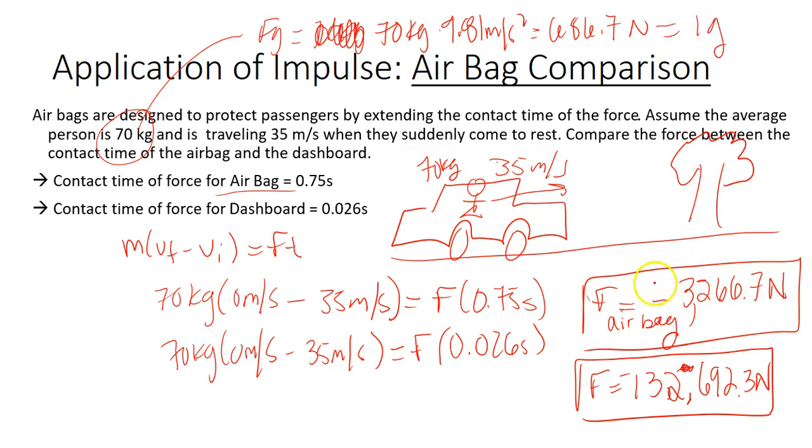So if I want to know how many g's this person felt with the airbag, I'm going to take that number and divide it by the weight. So 3266.7 divided by 686.7. This is just for fun. You don't need to know this. This is about 4.8 G's.